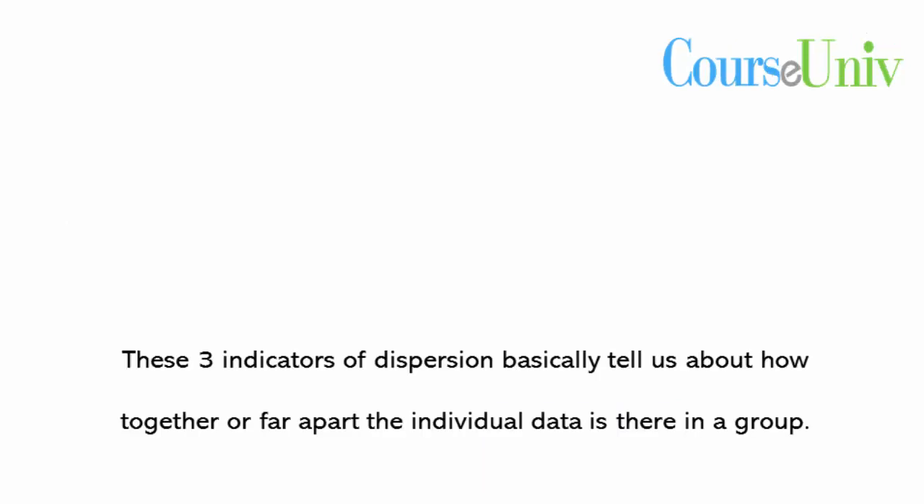score. So these three indicators of dispersion basically tell us how together or how far apart the individual data points or individuals are in a group.